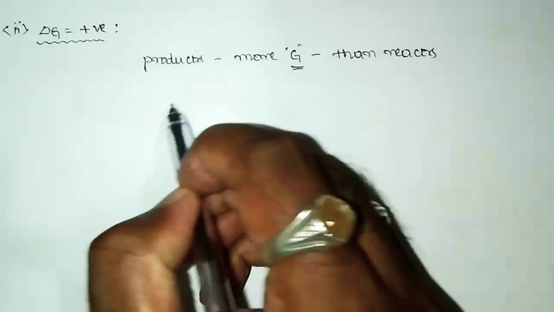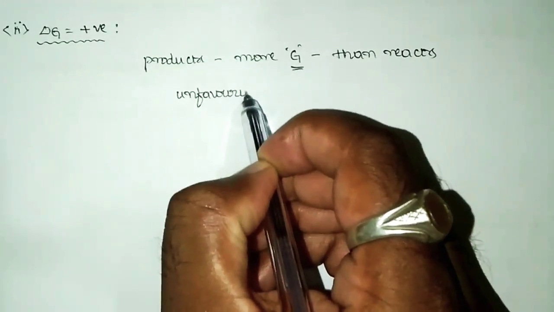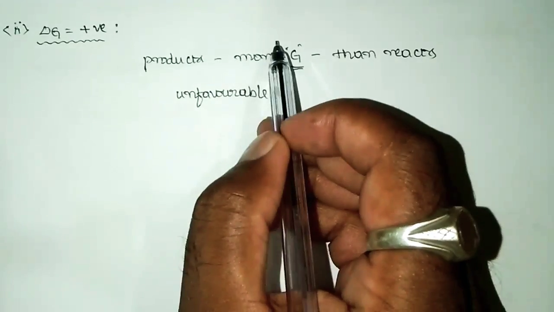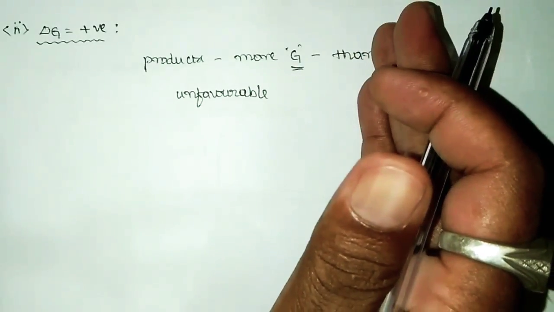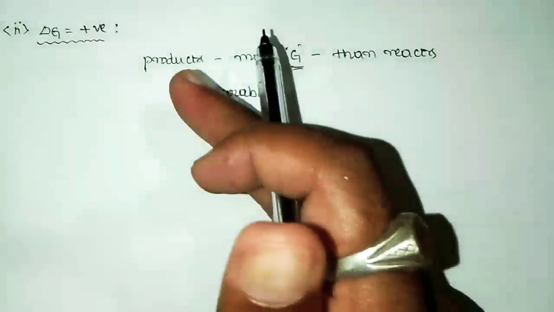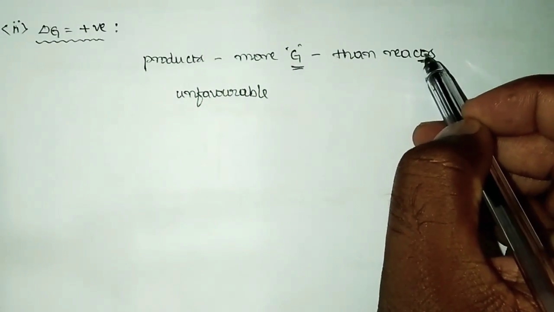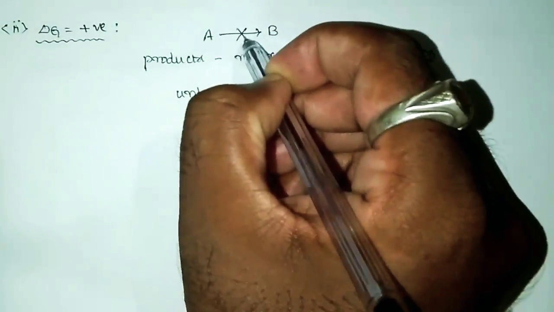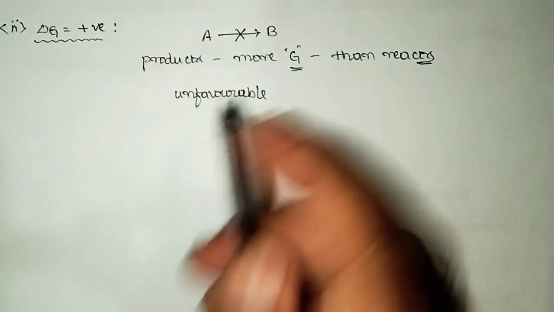That means the reaction is thermodynamically unfavorable, because product formation is not taking place, since the products have more energy compared to that of reactants. The energy will always flow from a higher level to a lower level. So products will try to convert into reactants rather than reactants converting into products. In this case, conversion of A to B is not thermodynamically possible, and such reactions are unfavorable.